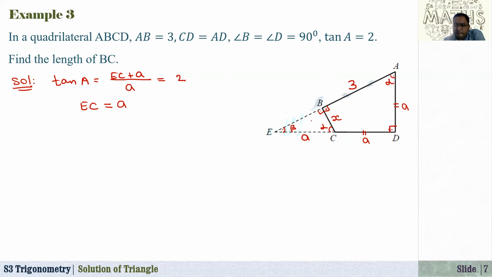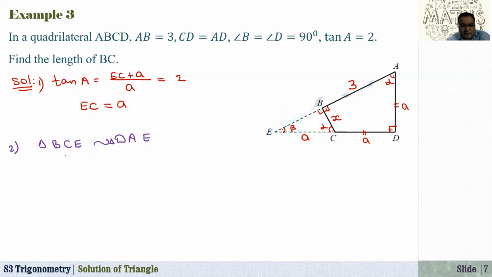What are those similar triangles? Triangle BCE is similar to triangle DAB, since the angle C is alpha. So these two triangles are similar.